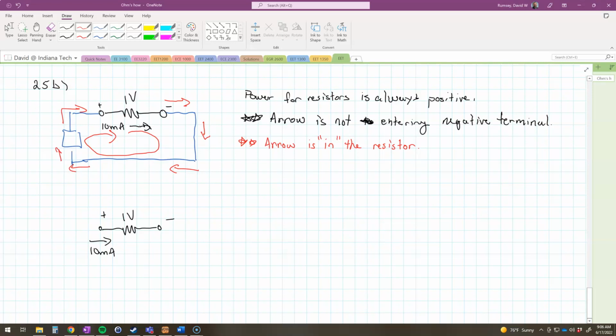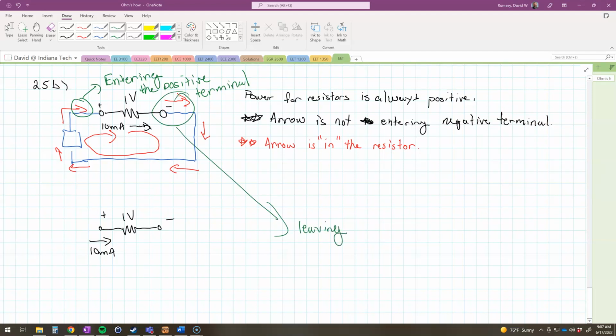So these are the current paths, or this is the current path here. What we should really see here is that we are entering the positive terminal. But what are we doing here? We're actually leaving the negative terminal. And so that particular diagram from the text can be a little confusing when you first see it.